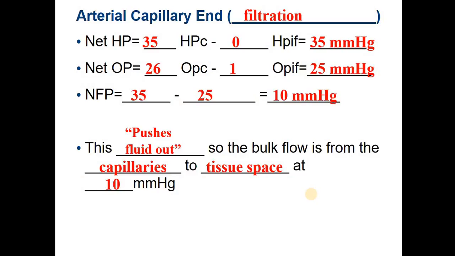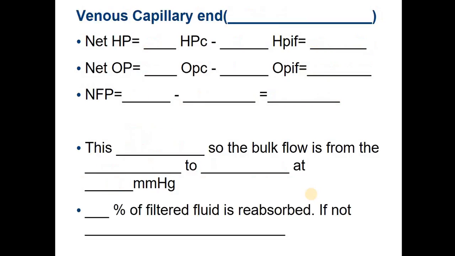The way to interpret this is saying that in order for fluid to leave the arterial end of the capillary bed and go into the tissue space, it has to have a positive pressure of 10 millimeters of mercury. So this is what's going to push that oxygen out of the capillary bed and into the surrounding tissue or whatever that tissue might be. So that's the pressure to push out.